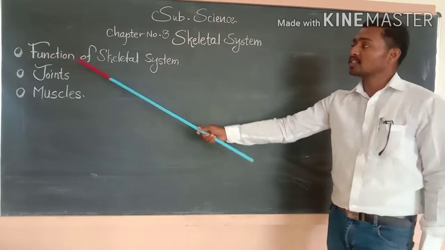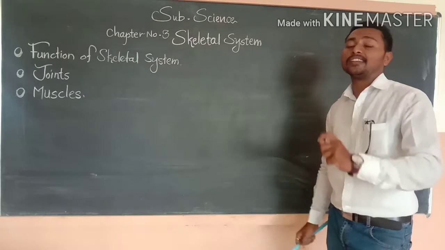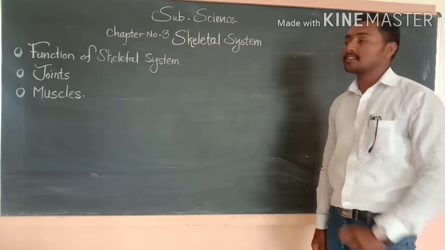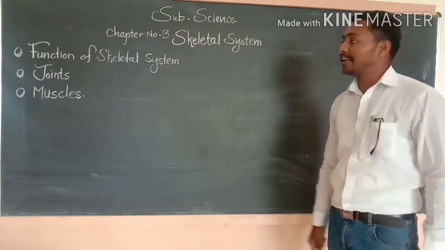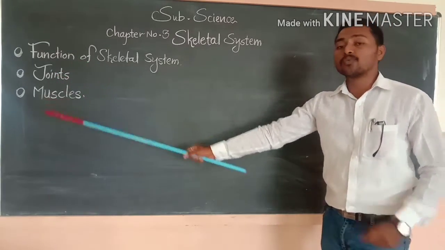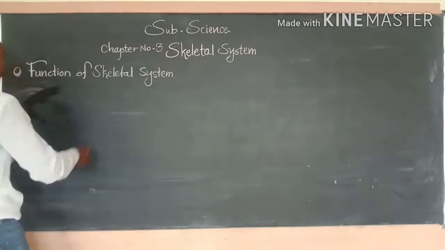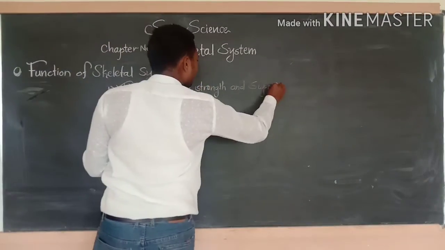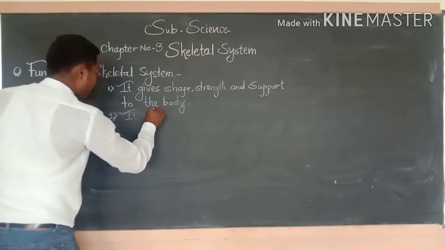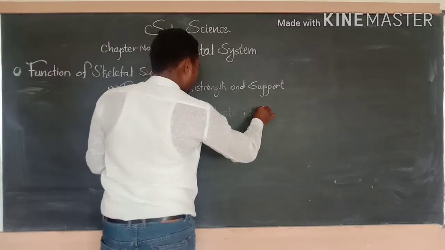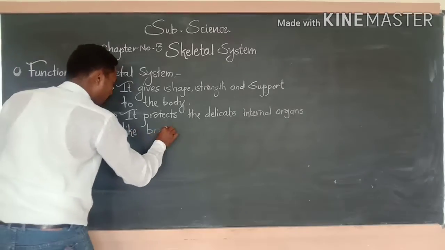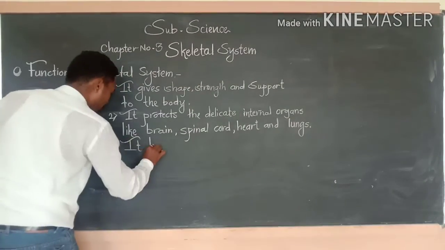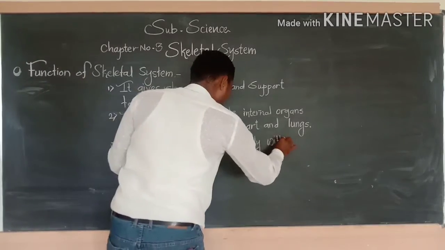Number 1, function of skeletal system. Skeletal system ke kaun kaun se functions hain, kaarya kaun kaun se hain, wo aaj hum is point pe cover karenge. Next, joints, and last one, muscles. Different kinds of functions are performed by the skeletal system of human beings. In this point, we cover the work done by the skeletal system of human beings.